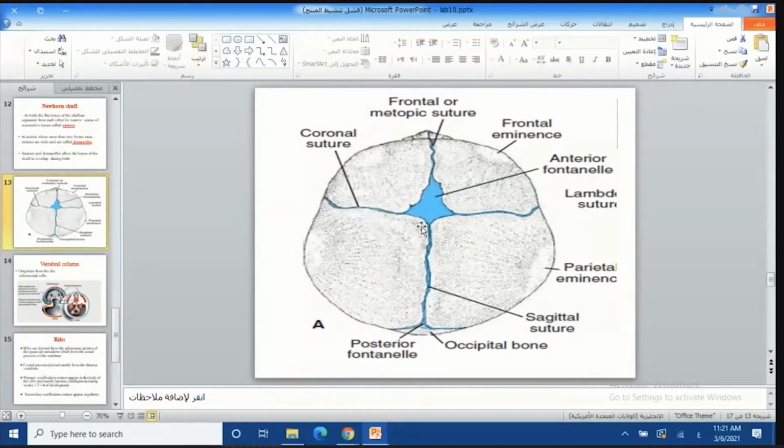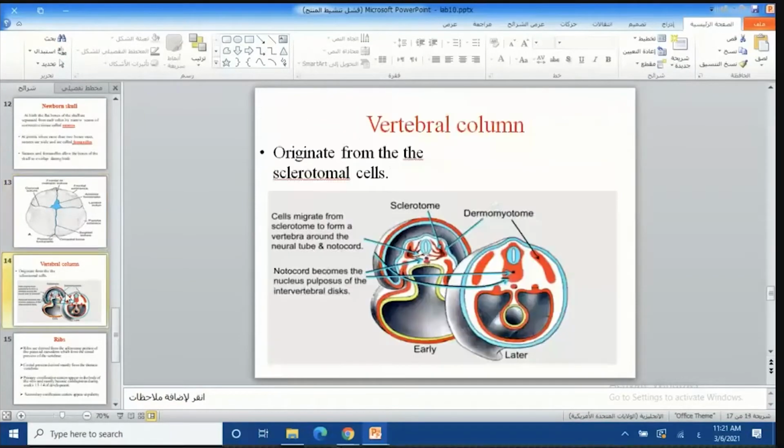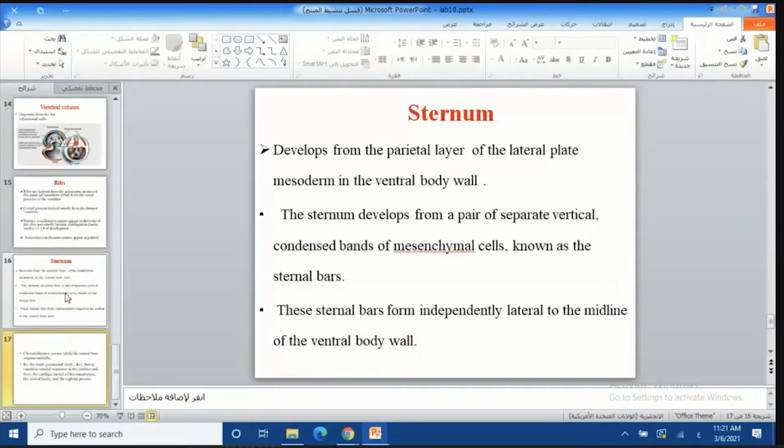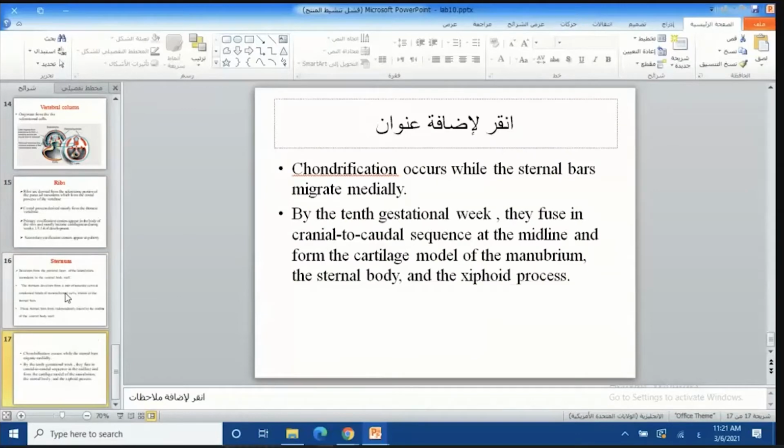Okay, the vertebral column, we said that it originates from sclerotomal cells, while the ribs also originate from sclerotomal cells that came from what? From mesoderm. Okay. Regarding the sternum, it originates from the parietal layer of the lateral plate mesoderm, okay? And their chondrification occurs while the sternal bars migrate medially, okay?